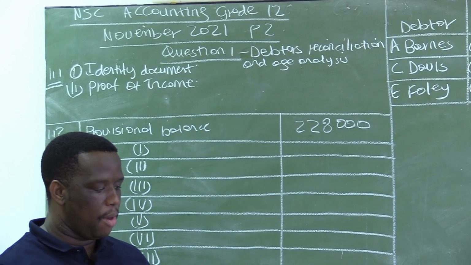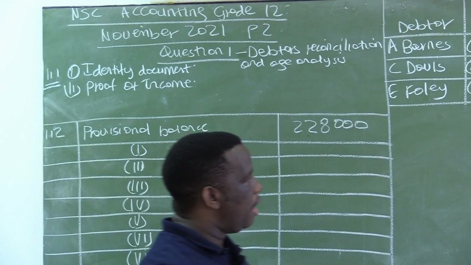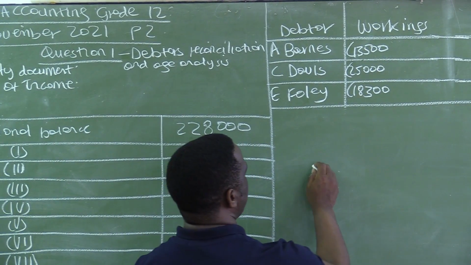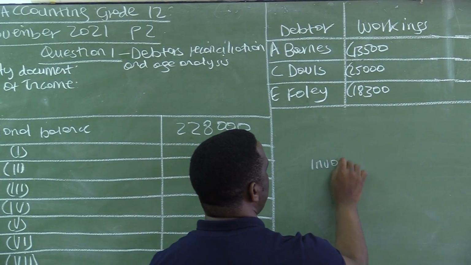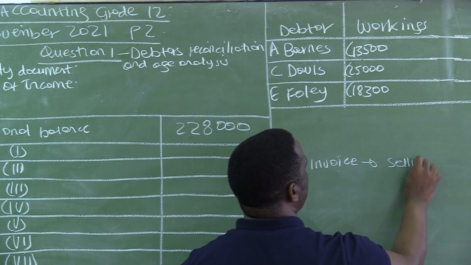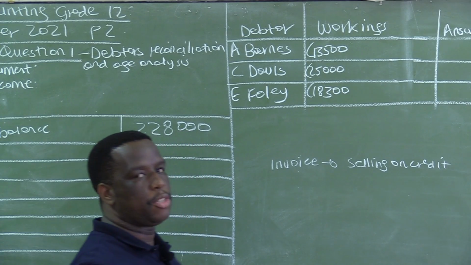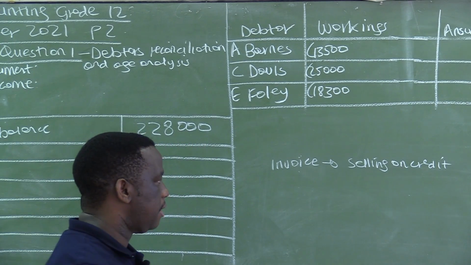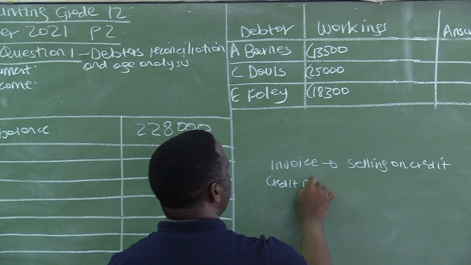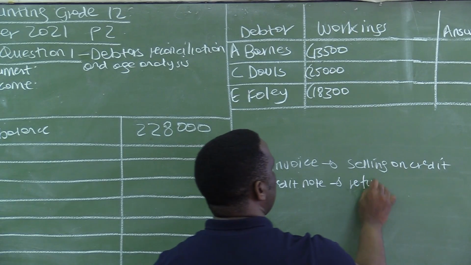Number 1, Roman figure 1, an invoice. There are also source documents, and it is important that learners understand them. For example, an invoice is issued when we are selling on credit. A credit note will be issued for returns and allowances.